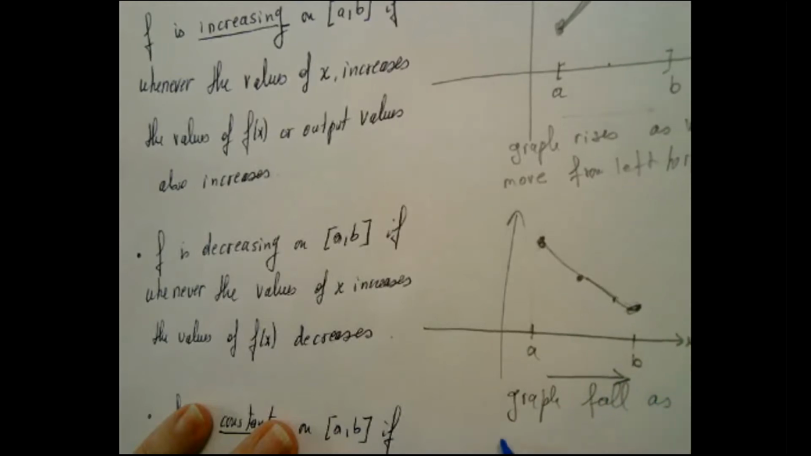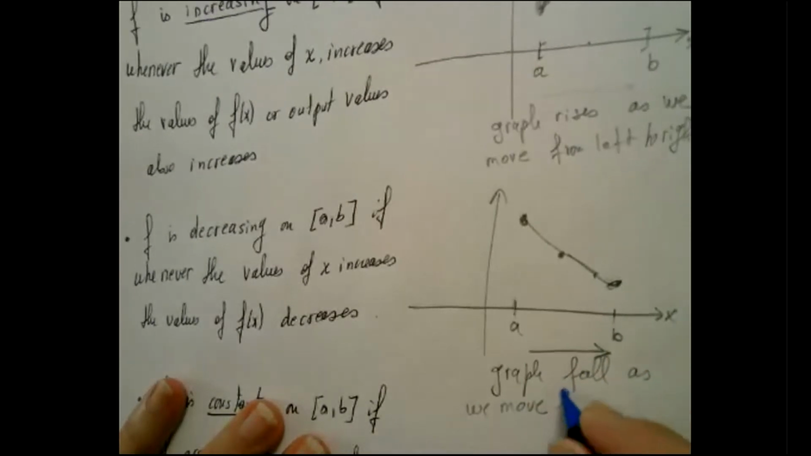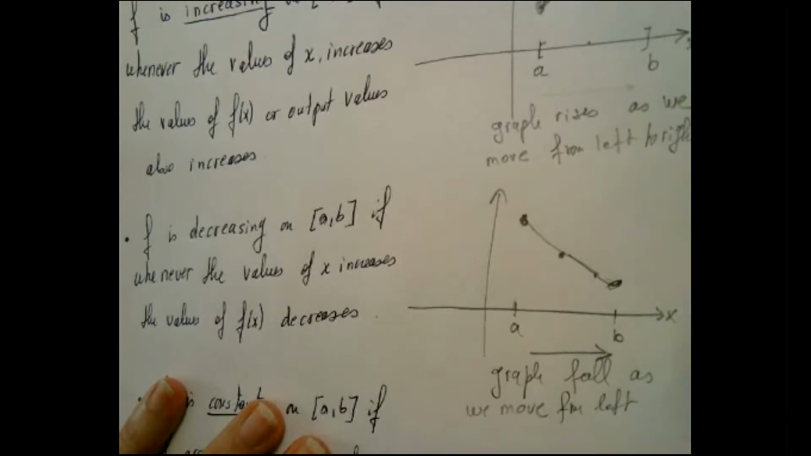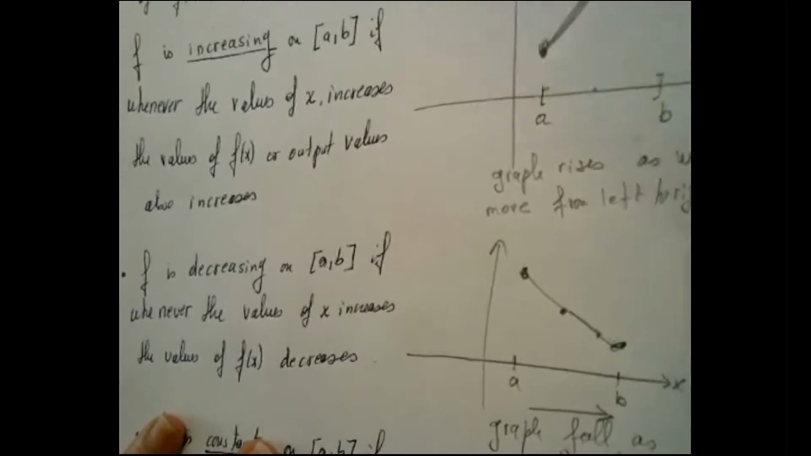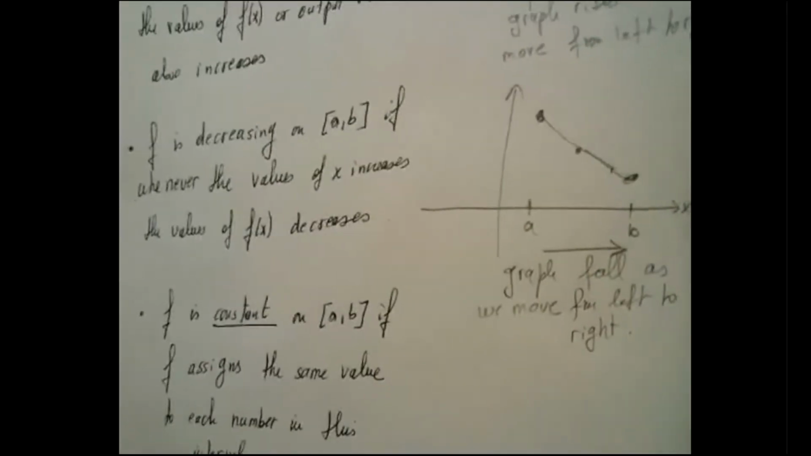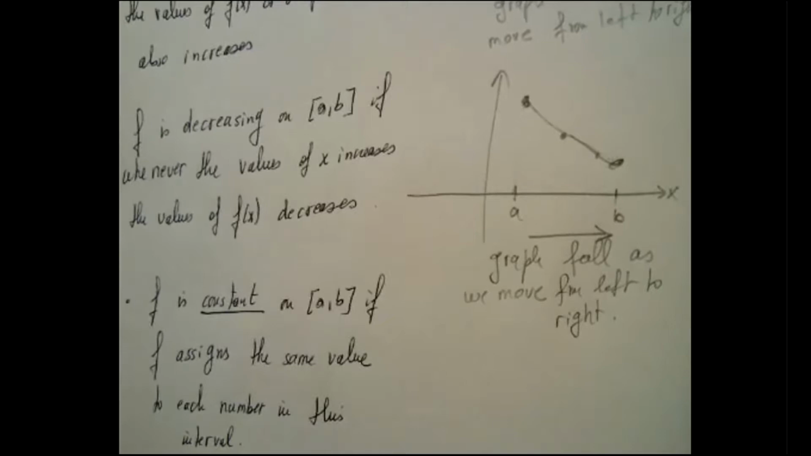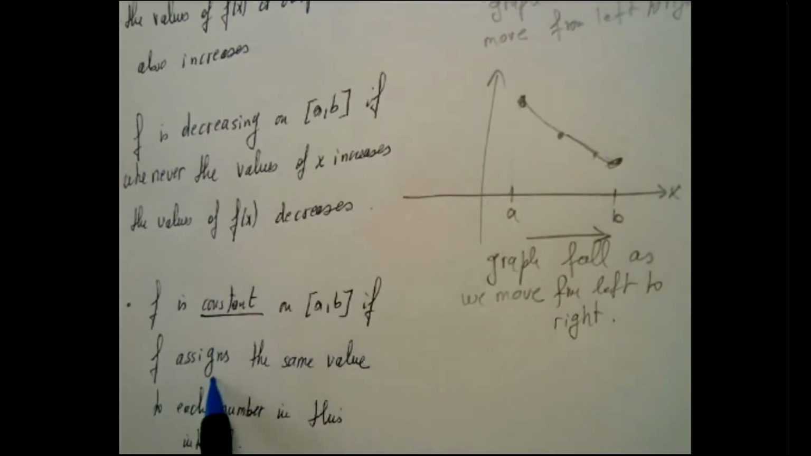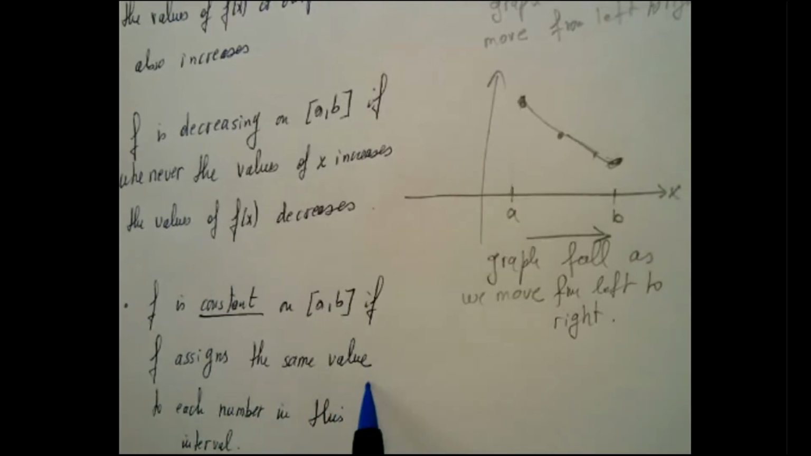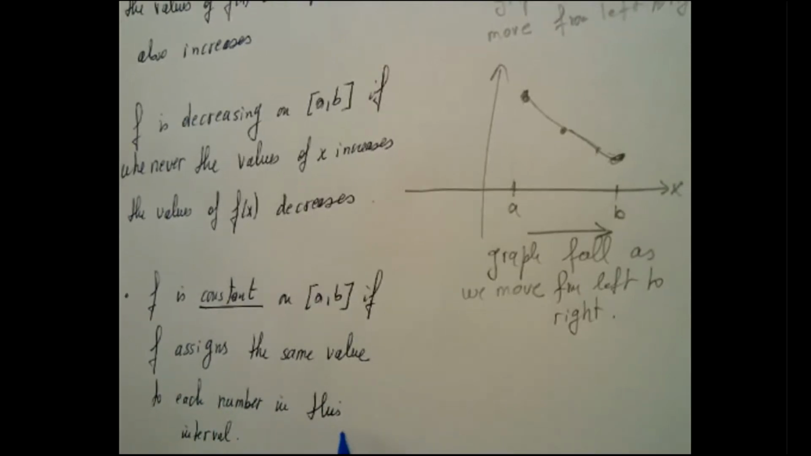Always, and this is crucial, as we move from left to right. That's how we read the graph, from left to right, because we want x to increase left to right. So increasing, the graph rises; decreasing, the graph is falling. Finally, when you say f is constant on an interval AB, what do you mean by that? It means f assigns the same value to each number in this interval.